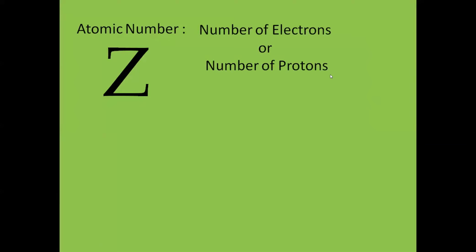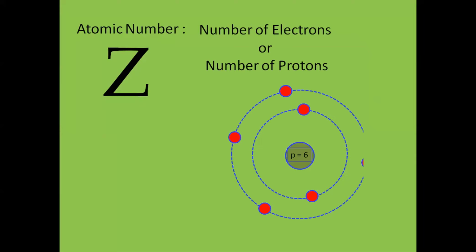Now, my dear students, I am going to explain a few terms which we have already studied in our lower standards. Let us have a quick recap of this, where I'm going to use the term atomic number. Atomic number is denoted by the alphabet Z, which indicates the number of electrons or number of protons.